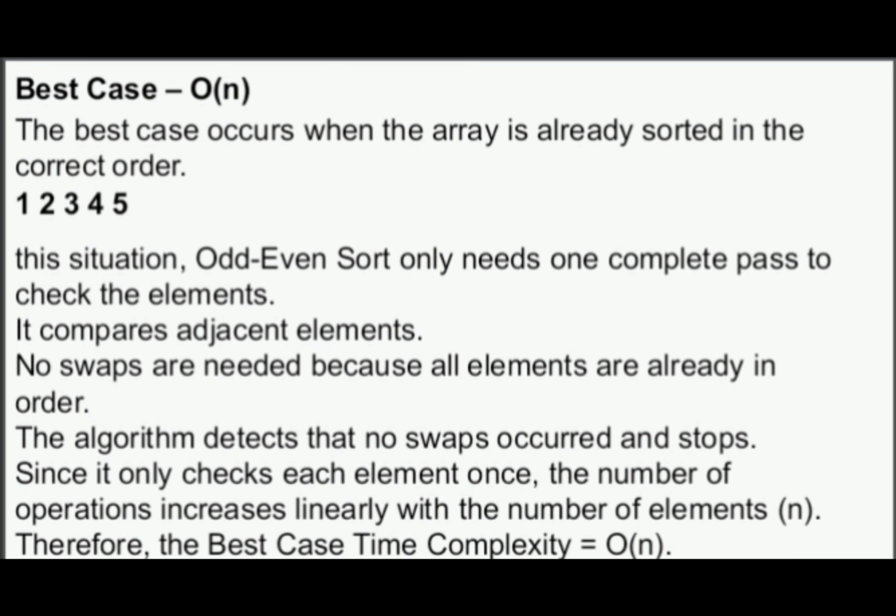Best case: 1, 2, 3, 4, 5. In this situation, odd even sort only needs one complete pass to check the elements. It compares adjacent elements. No swaps are needed because all elements are already in order. The algorithm detects that no swaps occurred and stops, since it only checks each element once. The number of operations increases linearly with the number of elements. Therefore, the best case time complexity is O(n).